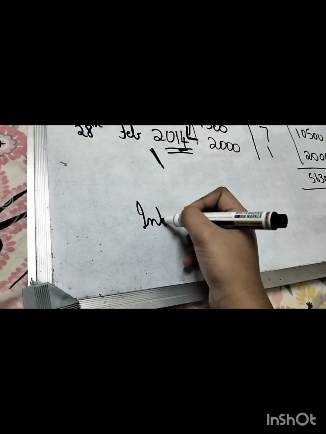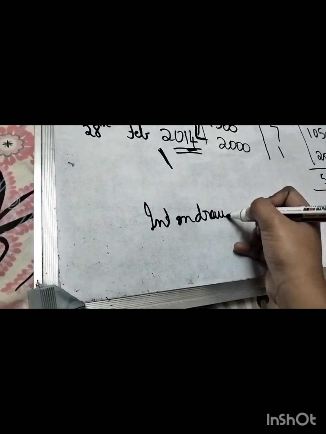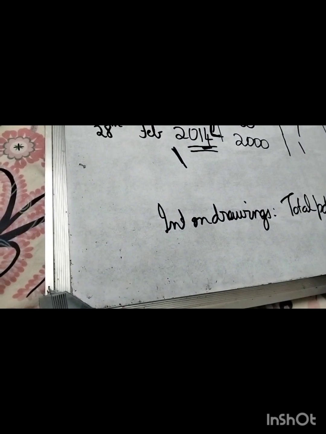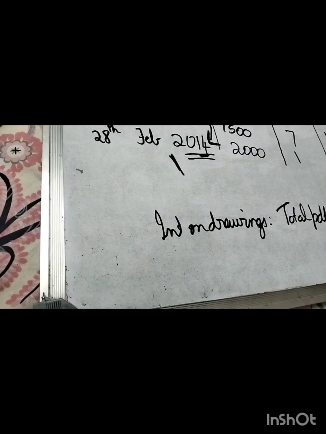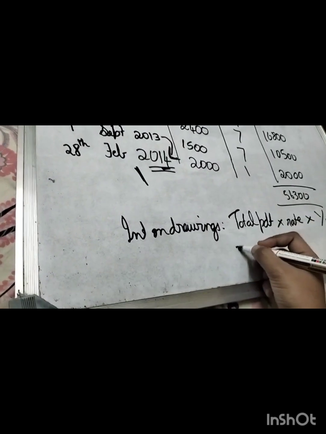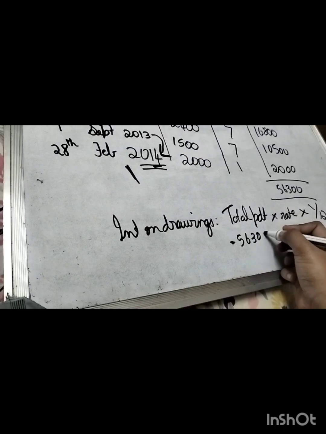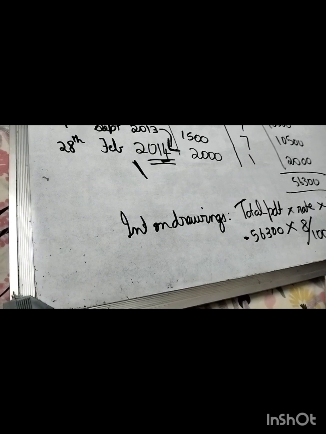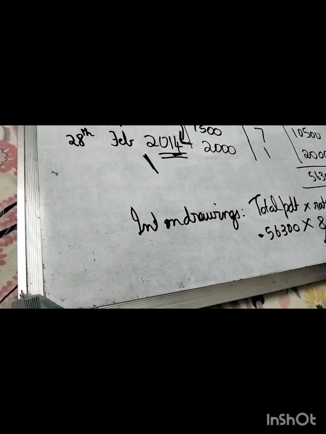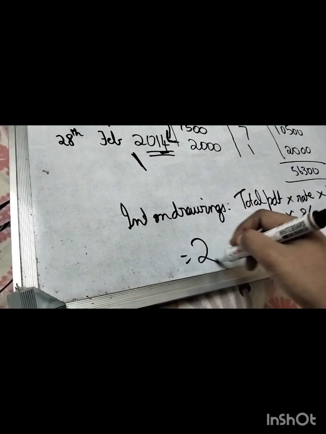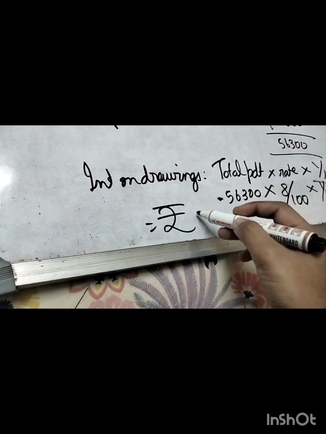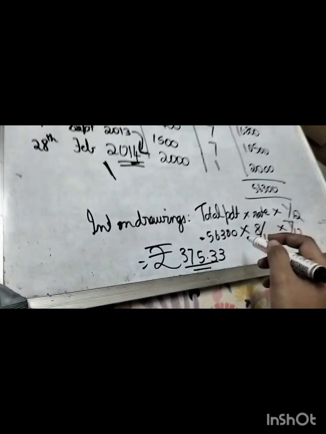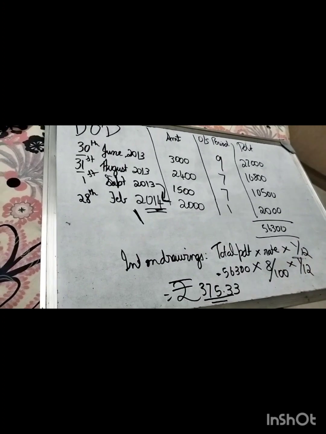You write down the formula: interest on drawings equals total product into rate into 1 by 12. So total product is 56,300. The rate is already given in the question, that's 8 by 100 because it's percentage, into 1 by 12. Rupees 375.33. So this is how you do a product method.